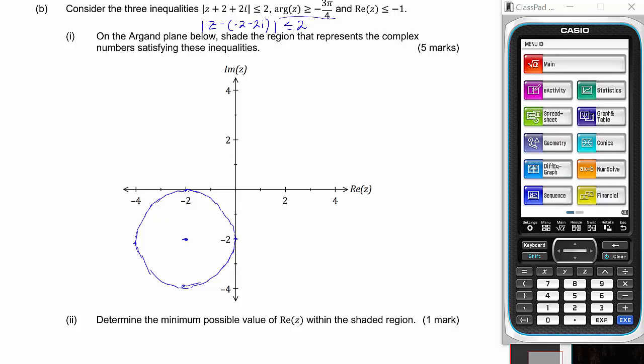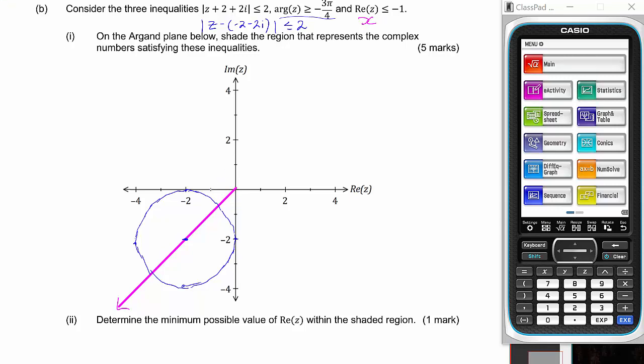arg z is, well, we know that we've got to put on negative 3π/4. So negative 3π/4 would actually go down there through the radius. So that's going to go like that. And then Re(z) is less than or equal to negative 1. But remember, Re(z) in this context, you will just say x. So x is less than or equal to negative 1.